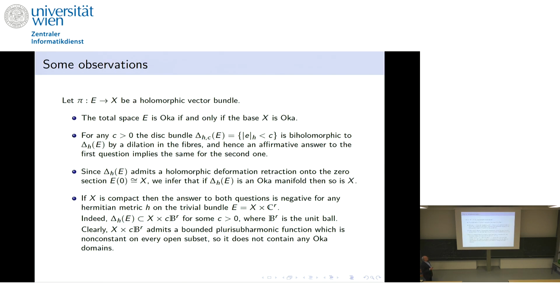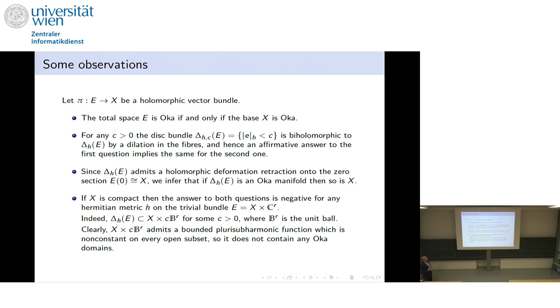Now let's look at immediate observations. First of all, it's immediate from the previous theory that the total space of the bundle is Oka if and only if the base is Oka. This is because the fiber is C, which is Oka. It's also obvious that these disk bundles are biholomorphic to each other by dilation in the fibers if you change the radius. So the second question has an affirmative answer if the first question has an affirmative answer.